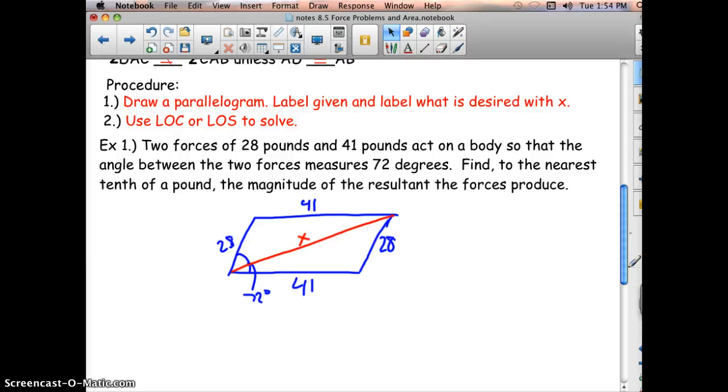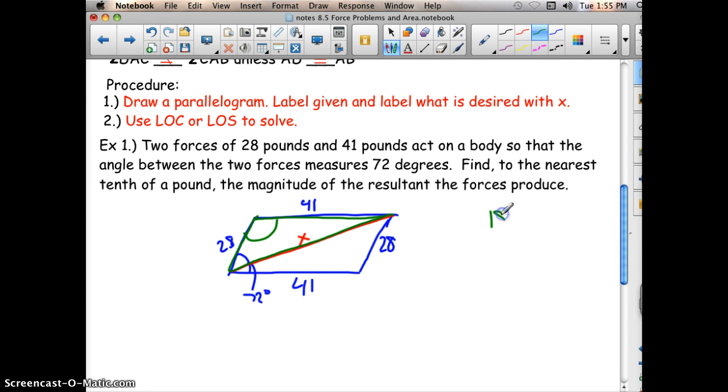I don't think that's really going to help me. I'm going to focus on a triangle that has x in it though, right? So it's either going to be the upper triangle here or the lower triangle. I'm going to go with the upper triangle. All right, now I have side and side. And I can actually find this angle right here because of what we said about the consecutive sides of parallelograms.